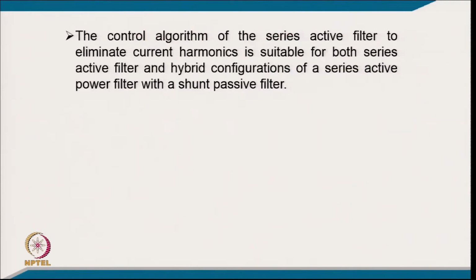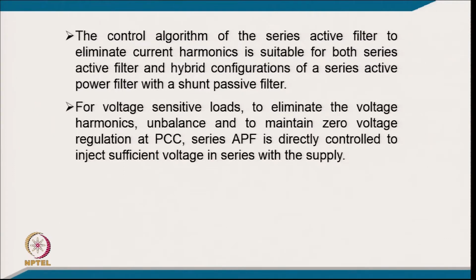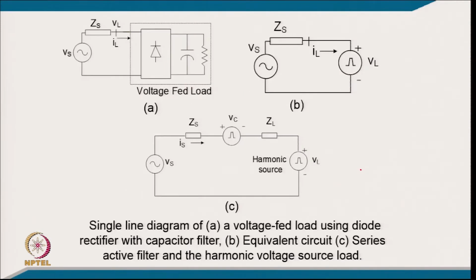The control algorithm of the series active filter is to eliminate current harmonics and is suitable for both the series active power filter and the hybrid configuration of series active filter with shunt passive filter. For voltage sensitive load, to eliminate the voltage harmonics and unbalance, and to maintain zero voltage regulation of PCC, a series active filter is directly controlled to inject sufficient voltage in series with the supply.